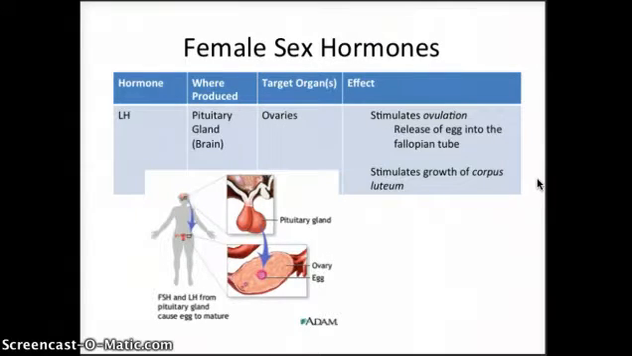The next female sex hormone that we're going to talk about is LH, or luteinizing hormone. It's also produced in the pituitary gland in the brain, just like FSH, and similarly, its target organ is the ovaries. The effect is it stimulates ovulation. Now, ovulation is the release of an egg into the fallopian tube. This typically will happen once during a woman's cycle each month. It also stimulates the growth of the corpus luteum.